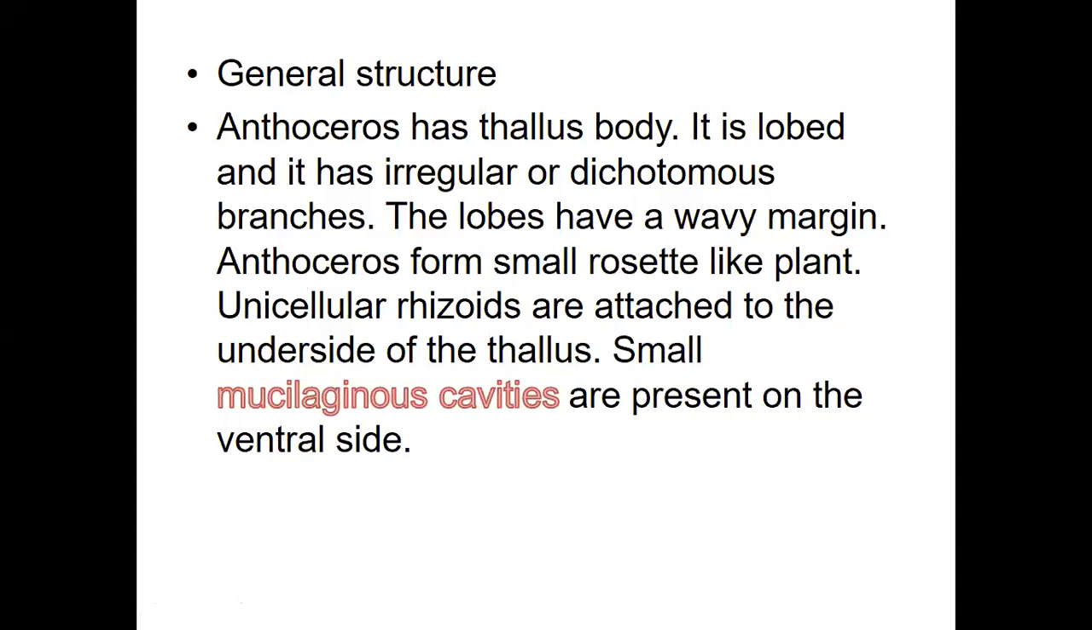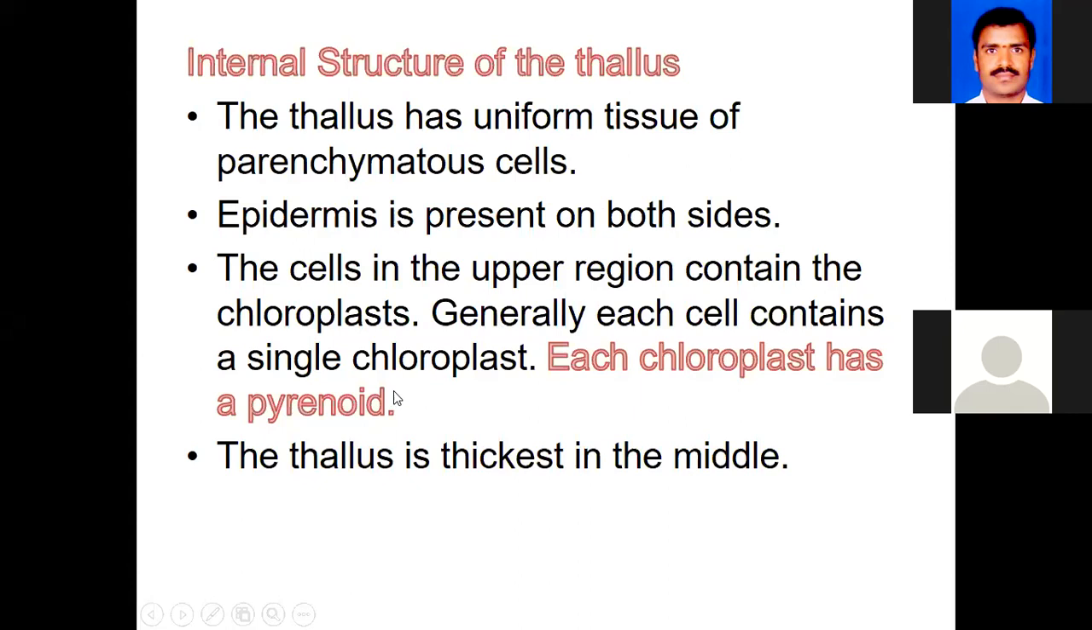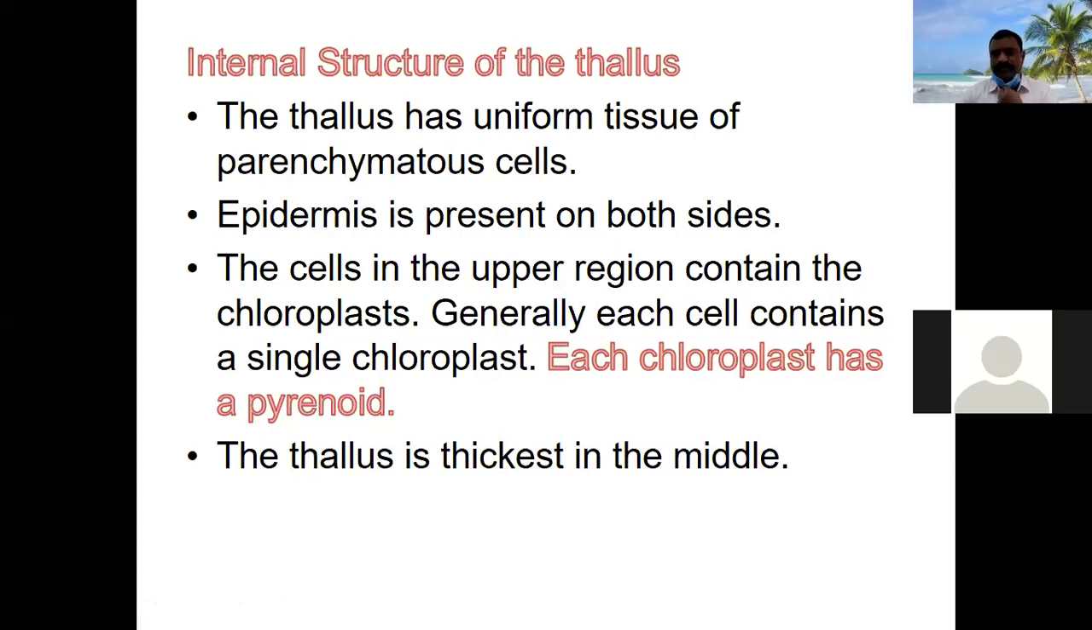When we talk about the internal structure, the thallus is differentiated into an upper epidermis and a lower epidermis, and the central tissue is completely parenchymatous, having uniform cells. In certain regions of this parenchymatous tissue, we can see mucilaginous cavities. These cells contain chloroplasts. As a result, the complete thallus appears green in color and performs photosynthesis.